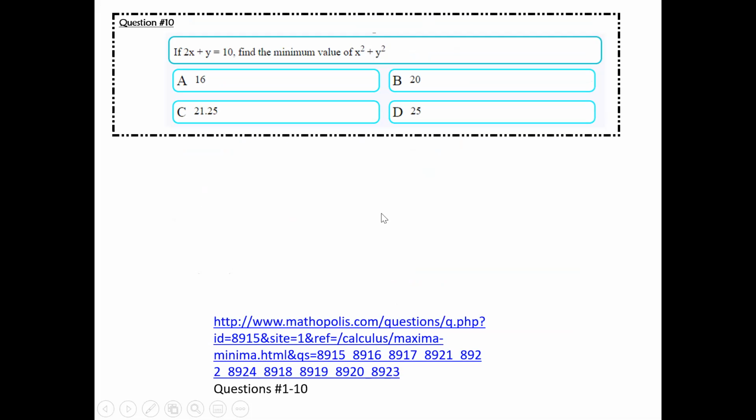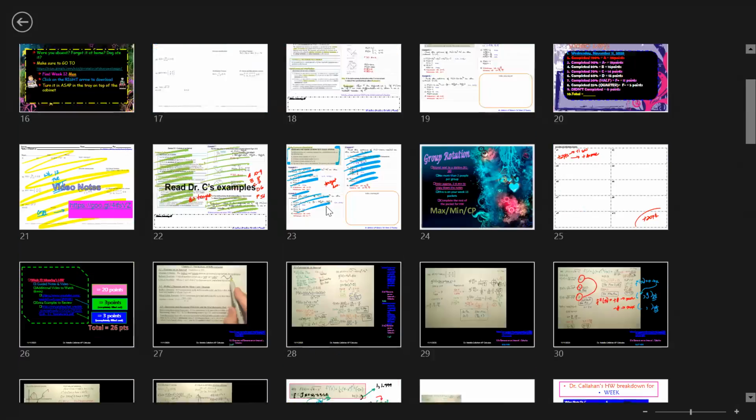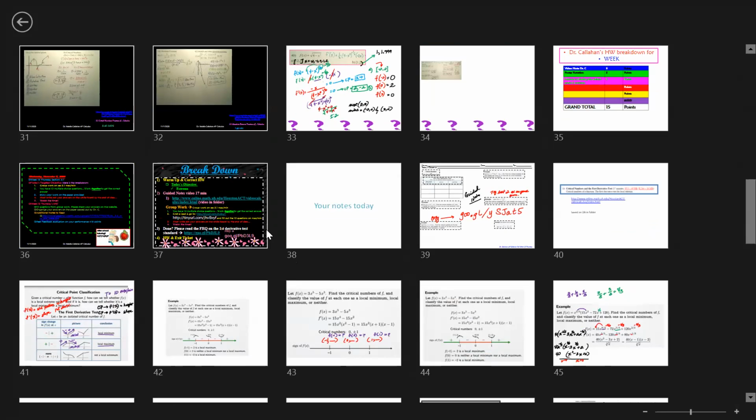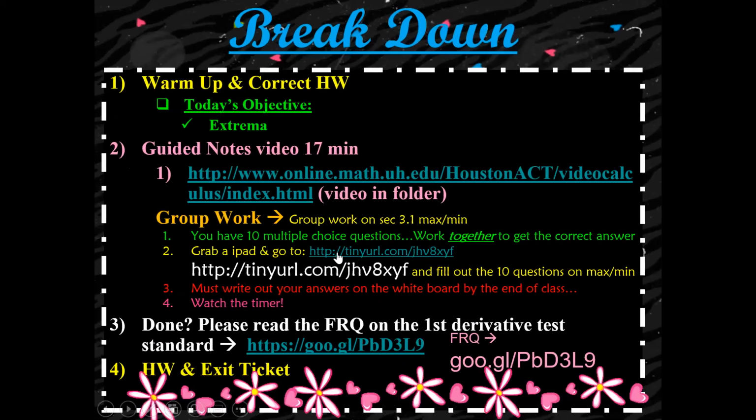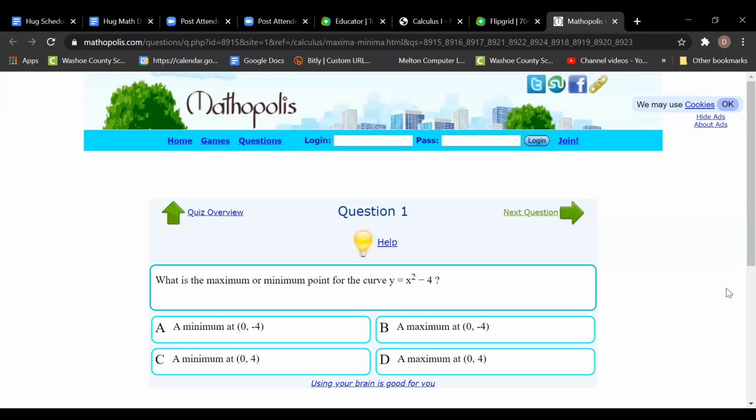Now, if you would like access to this, you do have that option. So I'm just going to scroll all the way back up to the breakdown for today. And you can also just type in this tiny URL right here in white. It's tinyurl.com/JHV8SXYF. And if you go ahead and type that in, you will have access to these questions right here.